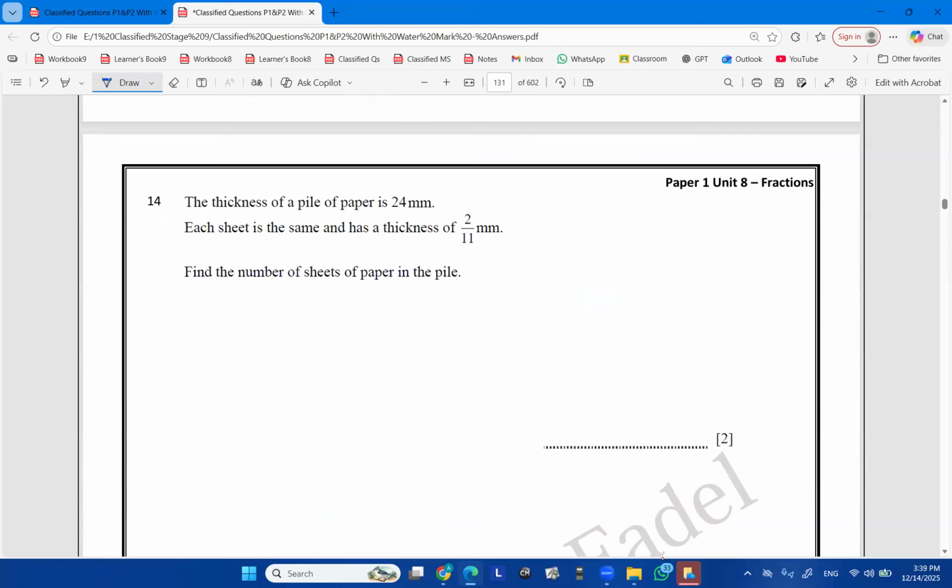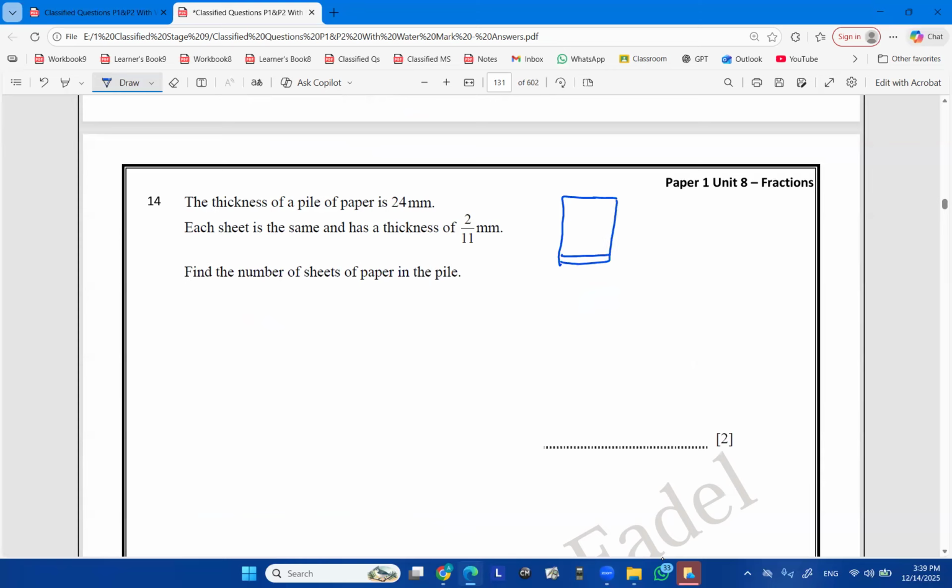Find the number of sheets of paper in the pile. The thickness of a pile of paper is 24 millimeters. They're saying to you that the whole pile is, let's imagine that this is a pile of sheets.